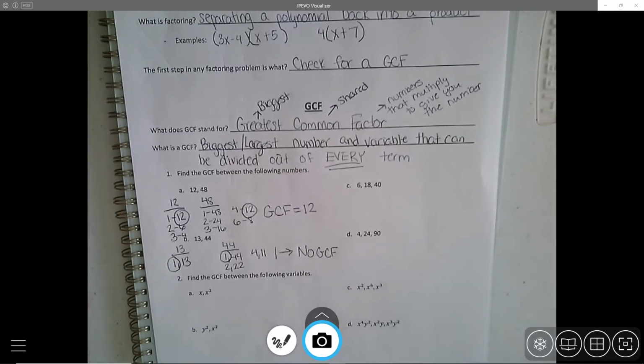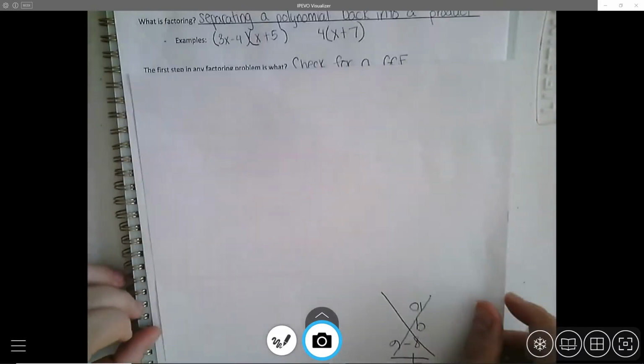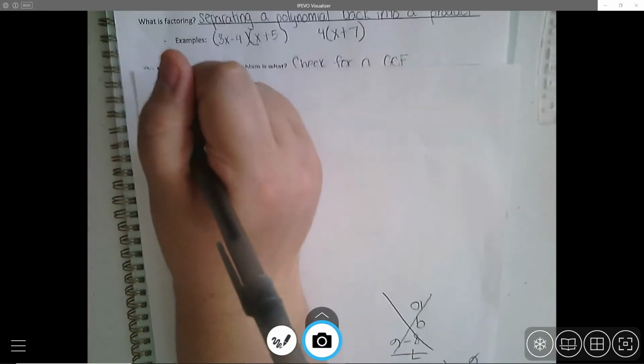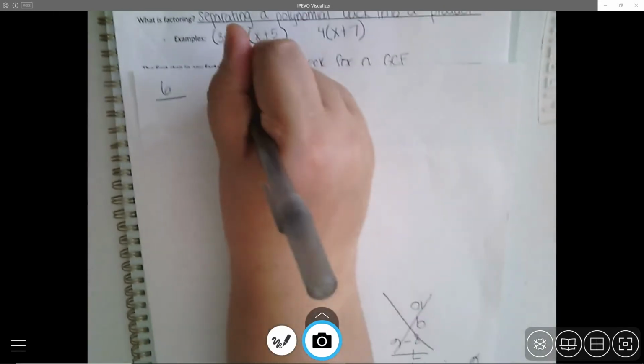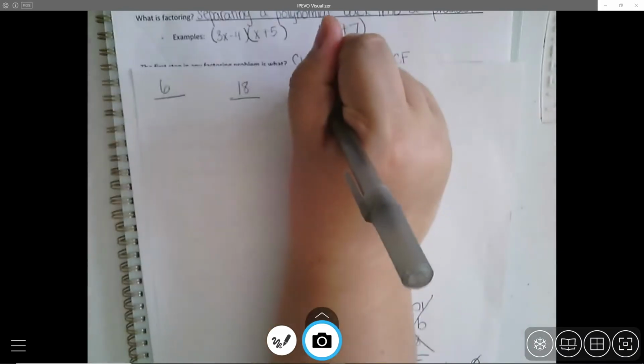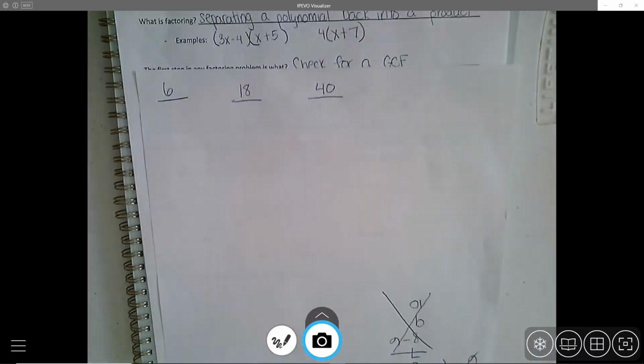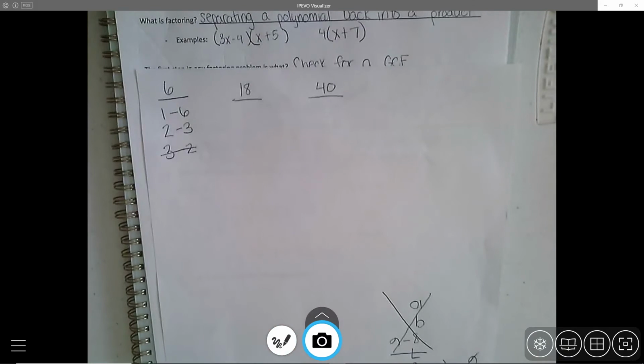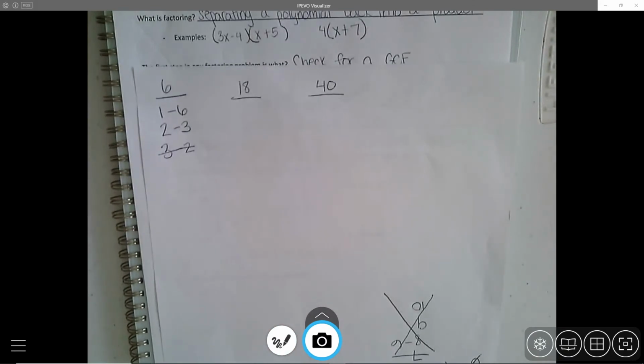So now, we've done 2 numbers, now we're going to get into 3. So, let's walk through the 3. We have a 6, an 18, and a 40. Now, you're going to do it the same way that you would if there were 2 numbers. Factors of 6: we have 1 and 6, we have 2 and 3, and now 3 and 2 would be my first repeat. So that's where I'd have to cross off and stop.